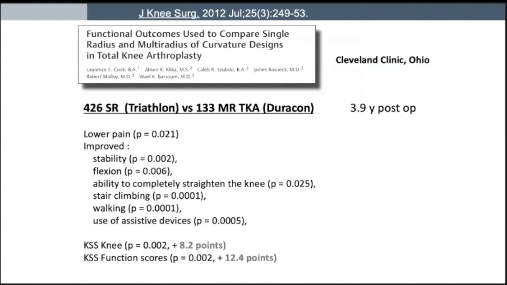The benefits of a single radius implant were shown by different studies, and this one is very interesting, comparing the Triathlon single radius design with the Duracon multi-radius design. This is a study by the Cleveland Clinic.